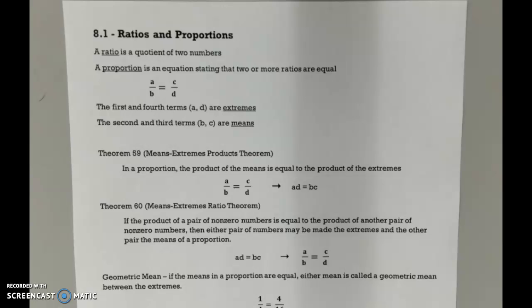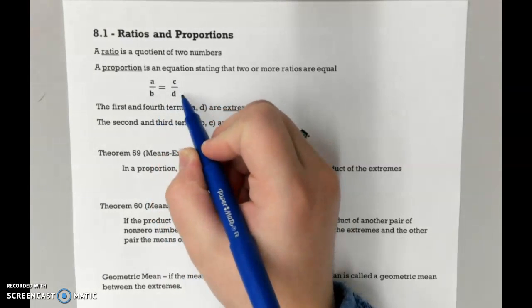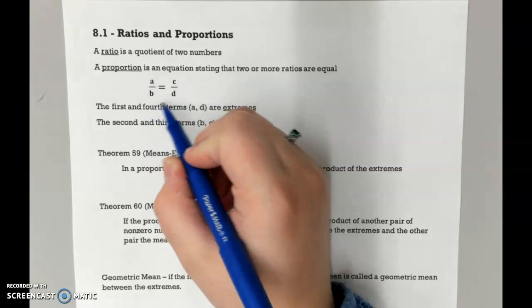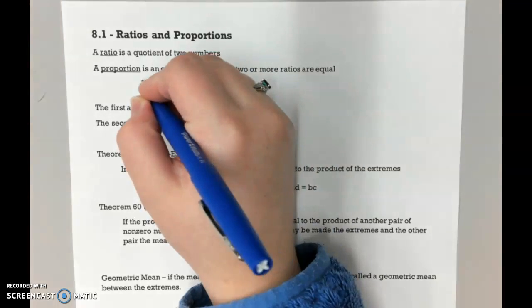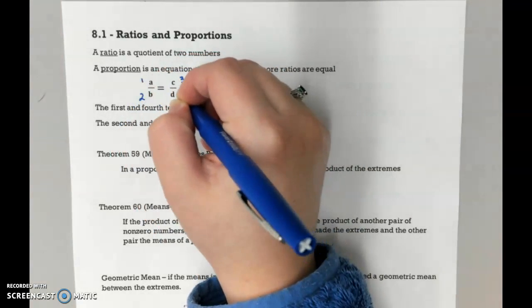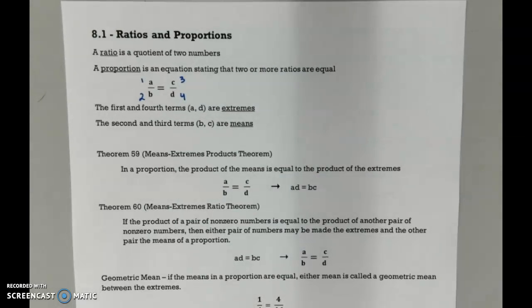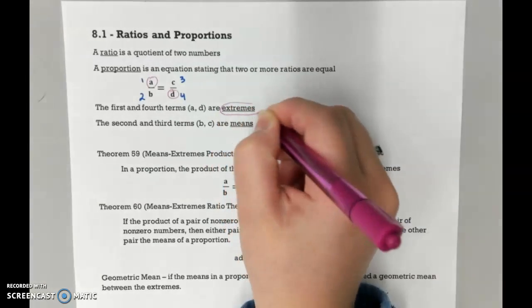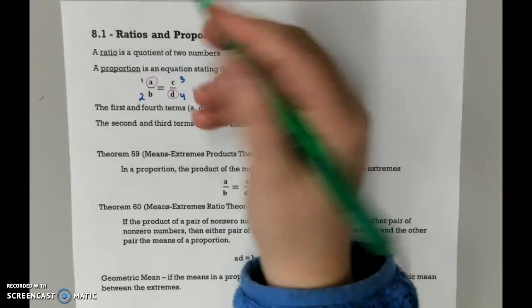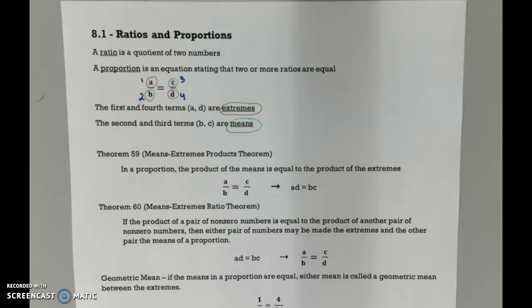So, for example, A over B is equal to C over D. A over B is a ratio and C over D is a ratio, and the equivalency of the two is the proportion. So if we number our terms 1, 2, 3, 4, 1 and 2 are on the same side, 3 and 4 are on the same side. The first and fourth terms are what we call extremes. So A and D would be our extremes. And the second and third terms, B and C, are the means. That's just some terminology when it comes to our proportions.